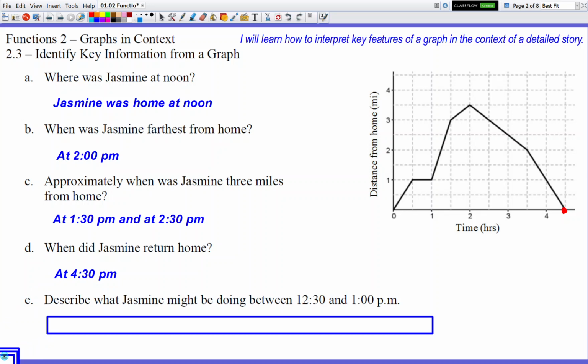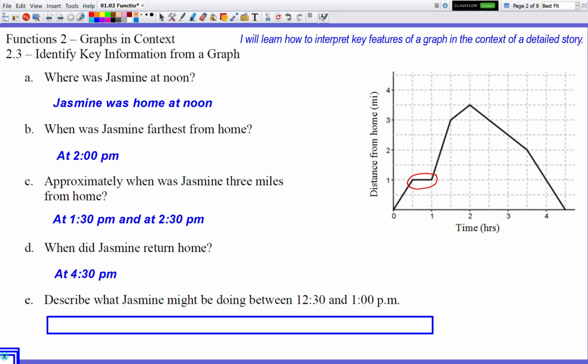Okay, and the last question, let's see what that says. Describe what Jasmine might be doing between 12:30 and 1 o'clock. So where is 12:30 and 1 o'clock? So 12:30 and 1 o'clock is right there. So what's happening right there?